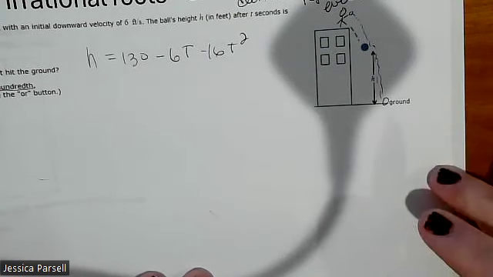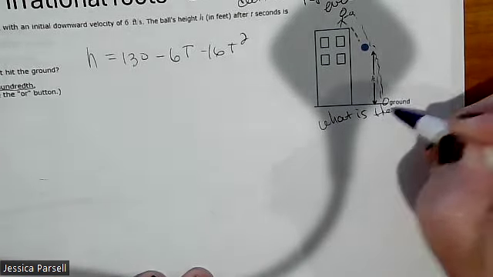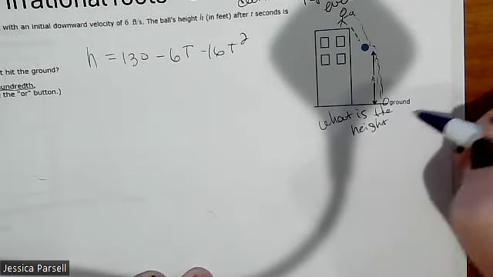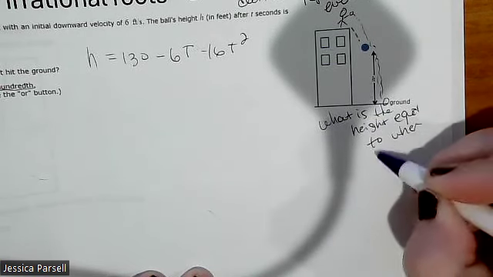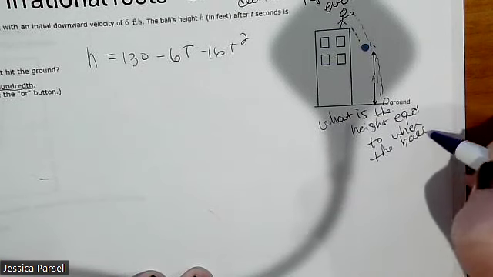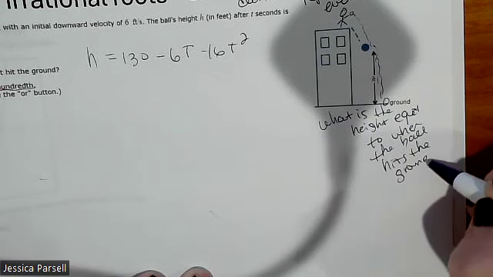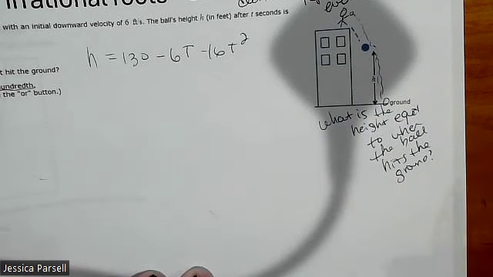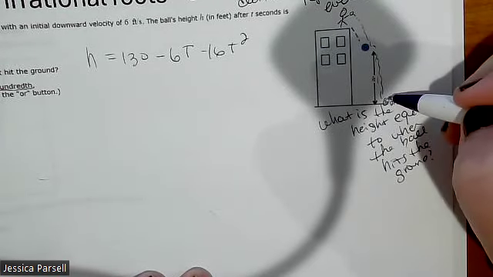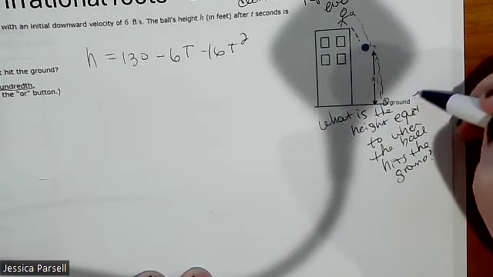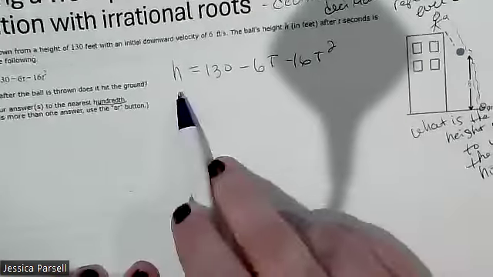Okay, so my question to you is, what is the height equal to when the ball hits the ground? When that thing comes to a screeching halt and hits the ground, what's the height? Hopefully you're thinking that the height is equal to 0, right? You've hit the ground. So you're going to put 0 in for h.